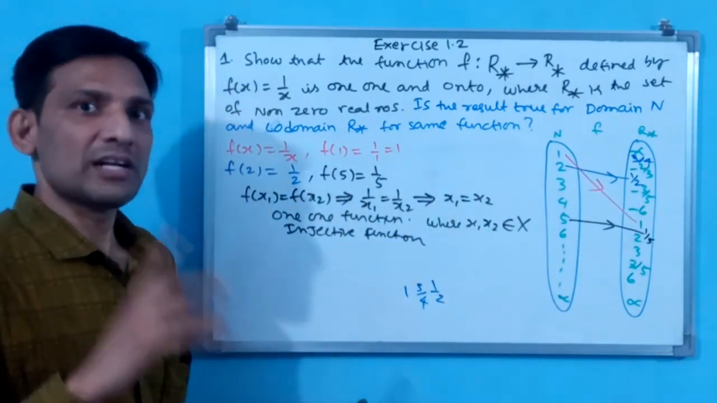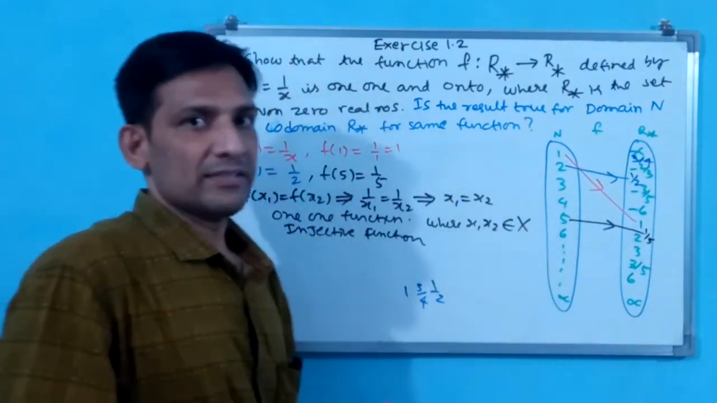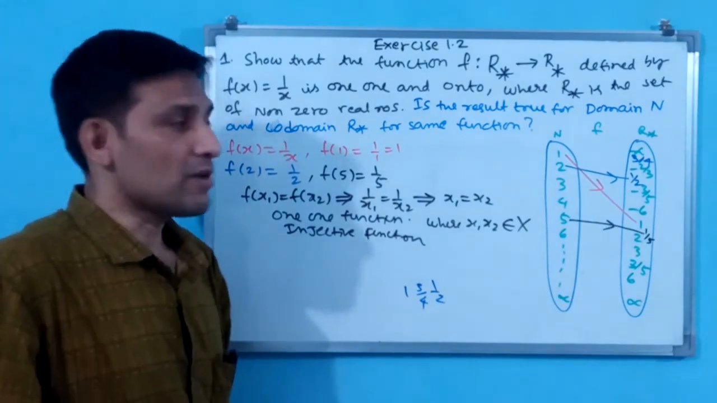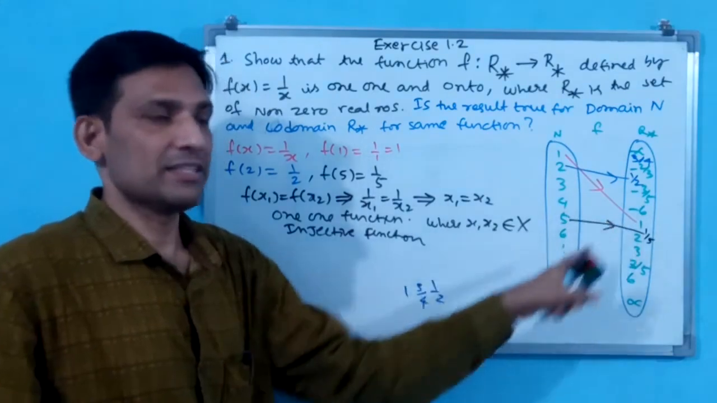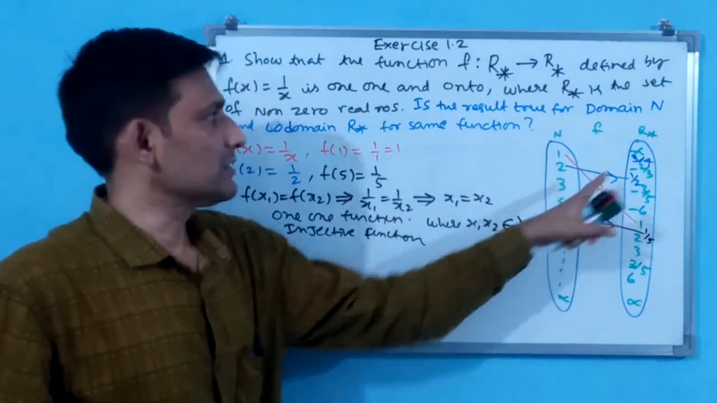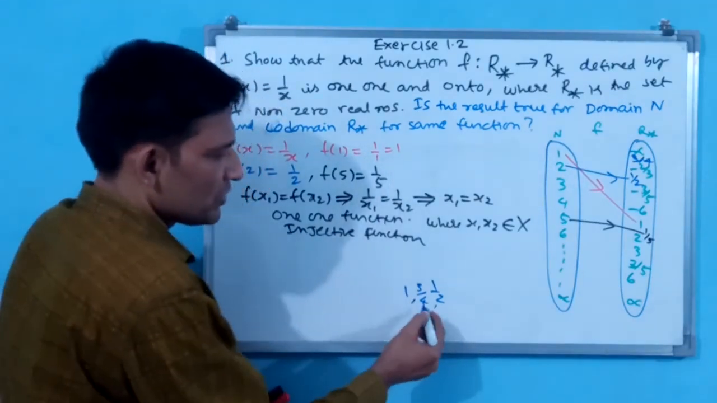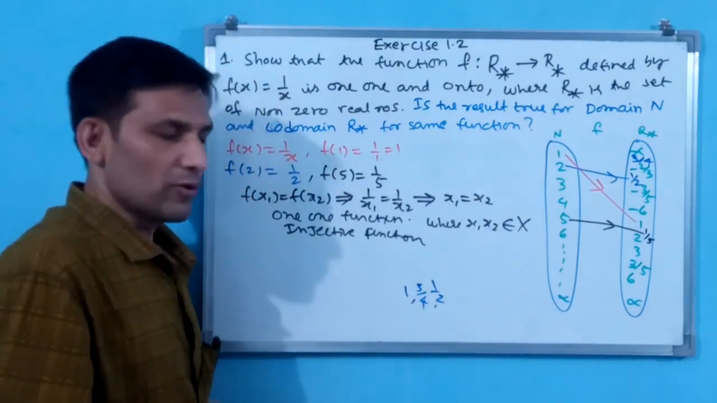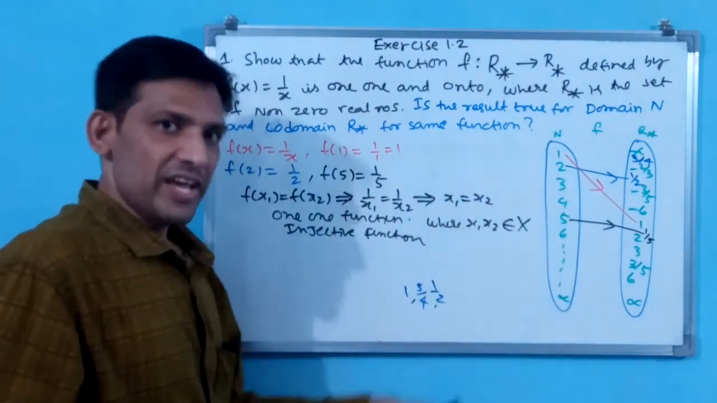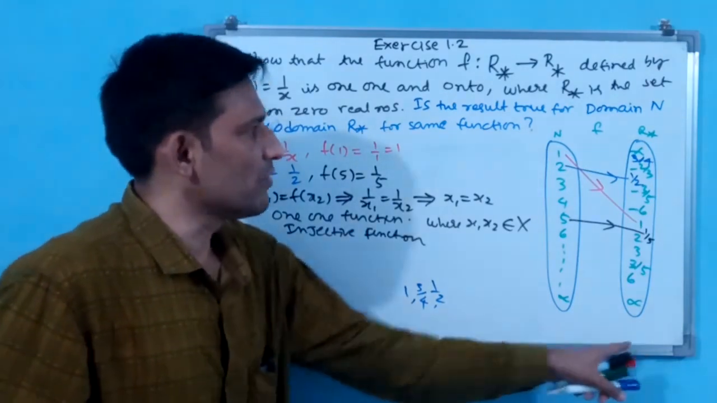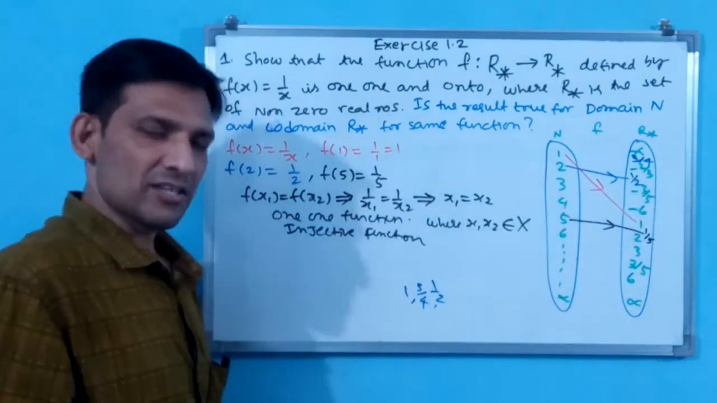No, that means this is not onto. Because codomain and range are different. Because several elements are left for not having relation. Because 3 by 4 between 1 by 2 and 1, 3 by 4 also will come. 3 by 4 doesn't have relation with any element from set N or A or X. If you take X, this is Y. If you take A, this is B. If you already taken N, that is why this is R star.